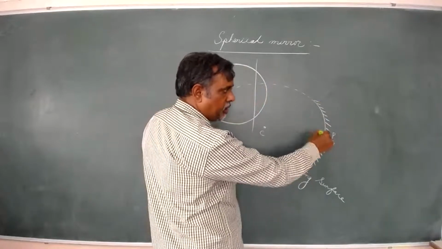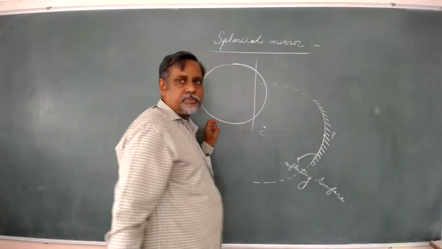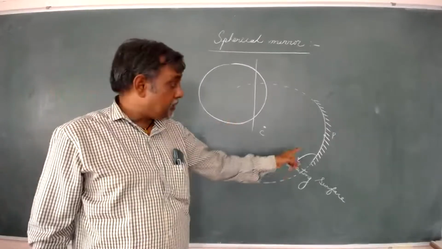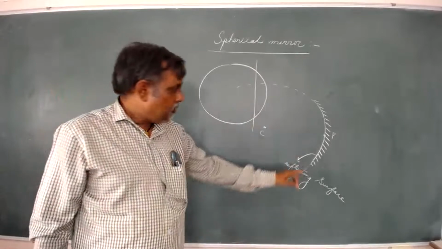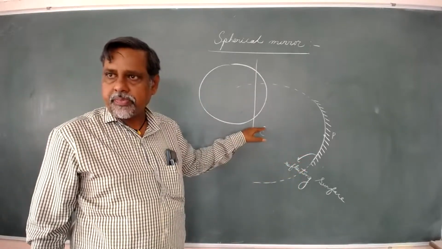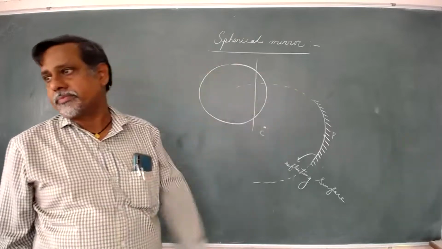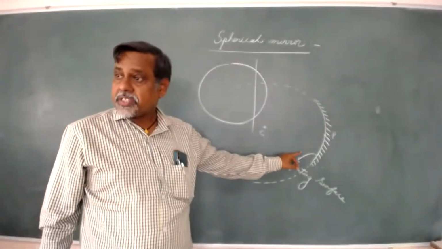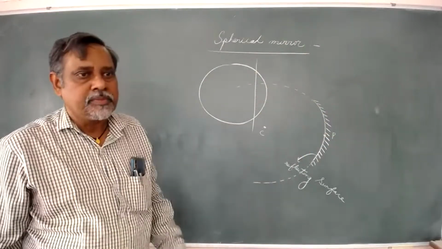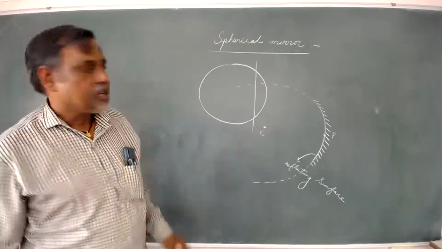Now is it concave or convex? That depends upon the reflecting surface. When the reflecting surface is towards the center of curvature, the mirror is concave. When the reflecting surface is away from the center of curvature, on the other side of the center of curvature, then it becomes convex.